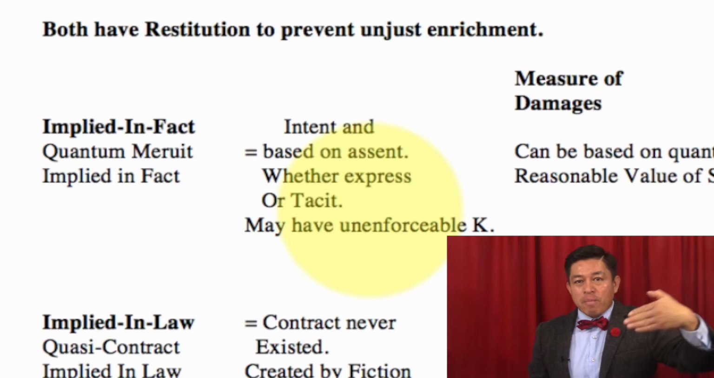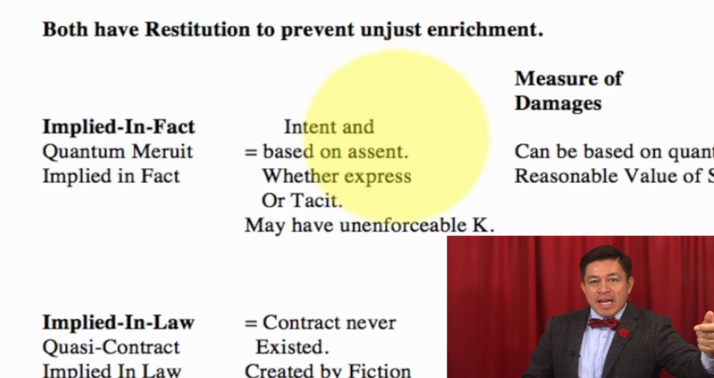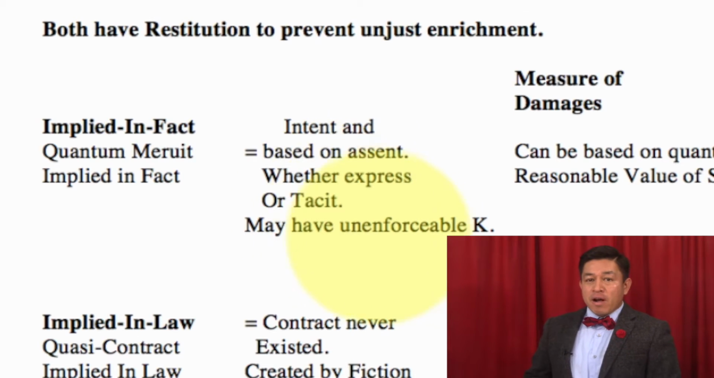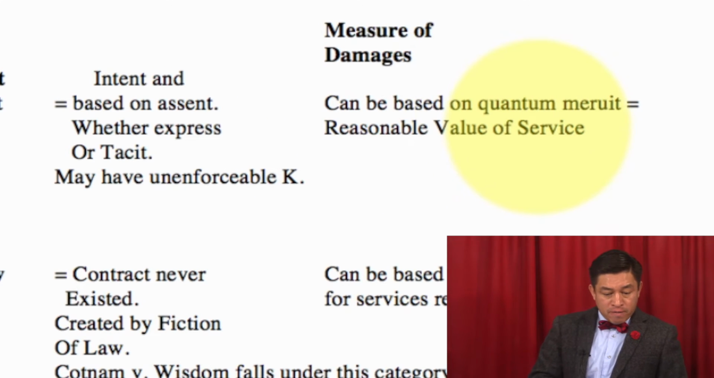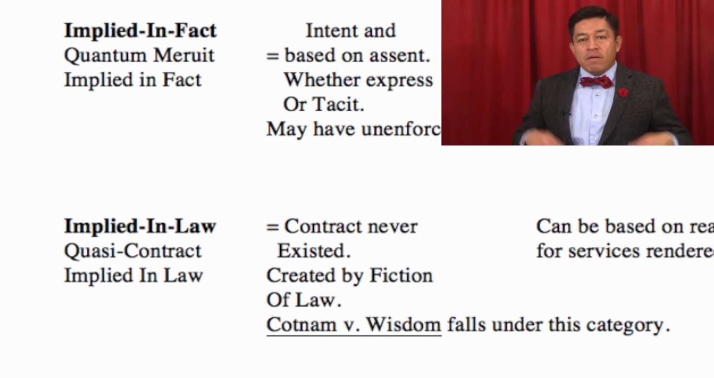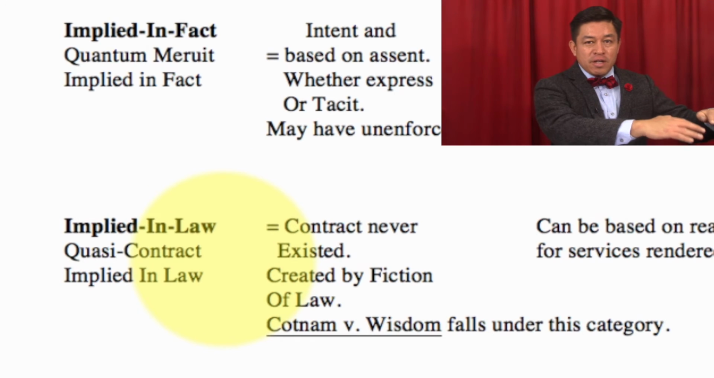I'll go ahead and repeat it just because it's so important. For implied-in-fact agreements, you have intent and you have assent, whether it's express assent or tacit. And you might also have an unenforceable contract. The measure of damages there is the reasonable value of services, quantum meruit. Now, let's go to the other track under restitution and unjust enrichment.